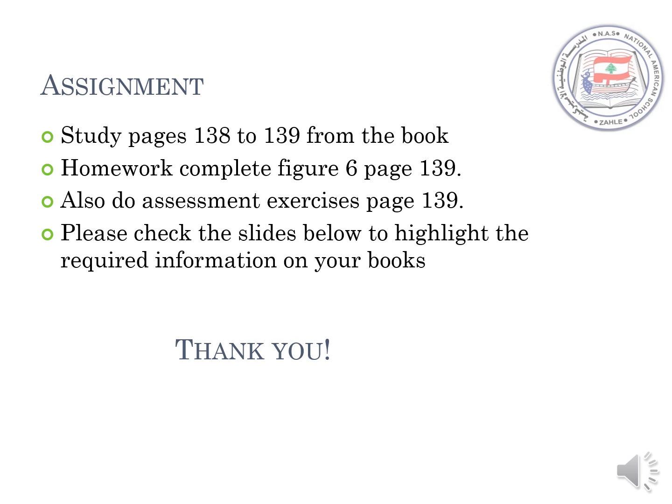As an assignment for next time, please study pages 138 and 139 from the book. Complete figure 6, page 139, do the assessment exercises, page 139, and check the slides below to highlight the required information in your books.